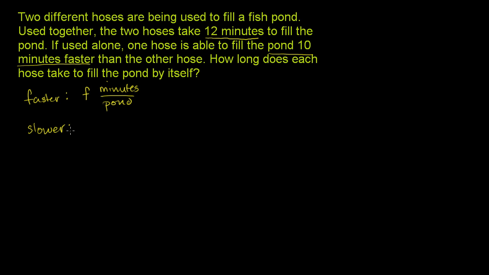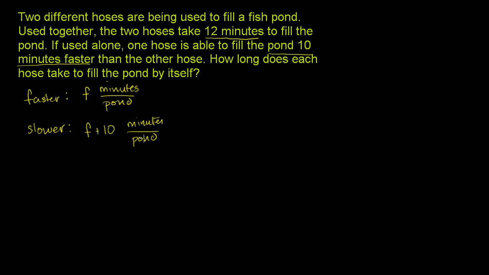Now, how long is it going to take the slower hose? Well, the faster hose does it in 10 minutes less. It's 10 minutes faster. So the slower hose is going to take 10 minutes more. So the slower hose is going to take f plus 10 minutes per fish pond or per pond.